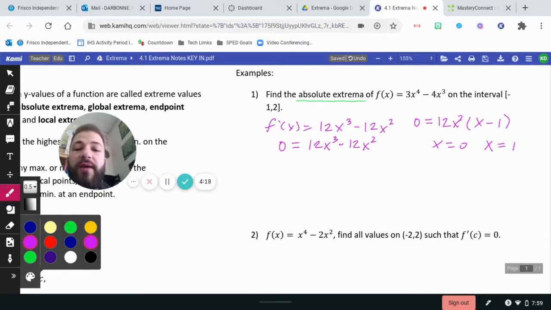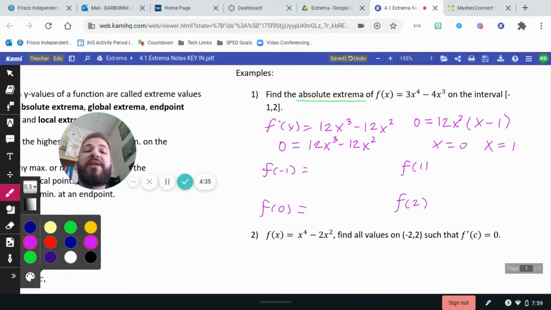So I want to find f of -1, which is an endpoint, f of 0, f of 1, and f of 2. I'm going to give you all a couple minutes to plug these in, so you can pause me and then unpause me when you get done.